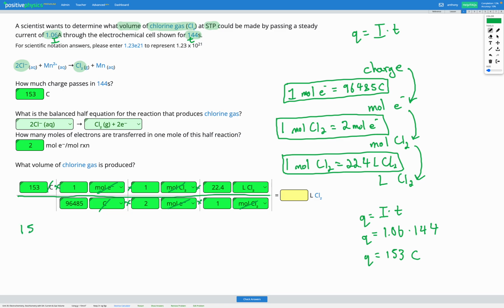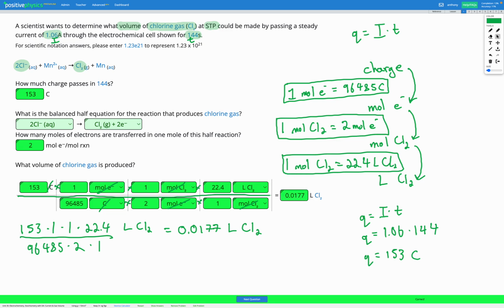So we've got 153 multiplied by 1, multiplied by 1, multiplied by 22.4 litres of chlorine, divided by 96,485 times 2 times 1. So if we put that all into our calculator, we're going to get out a value of 0.0177 litres of chlorine. Let's go ahead and fill that in. Awesome.